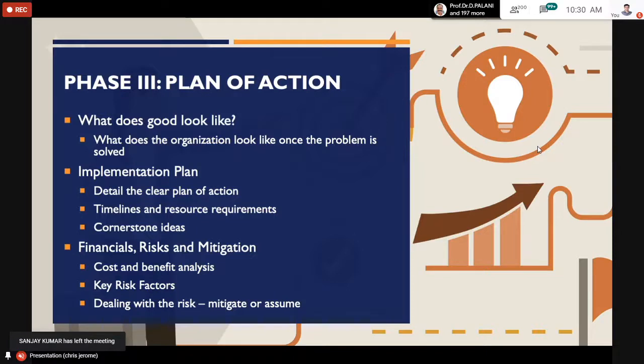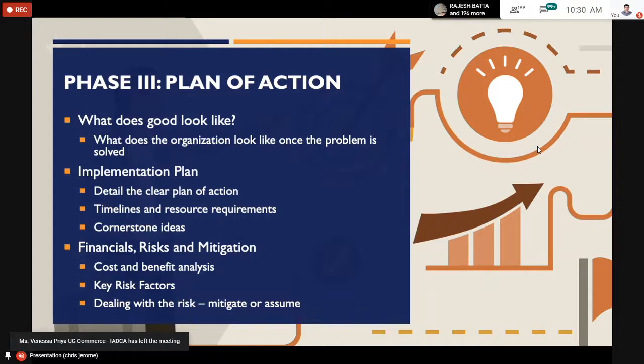And I said financials, risk and mitigation should also be a part of the implementation plan, because what it indicates is that everything is well thought out, both the upside, which is the benefit to the company, as well as the potential downside.